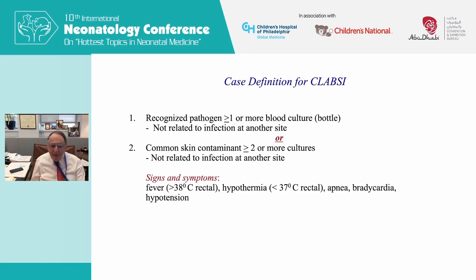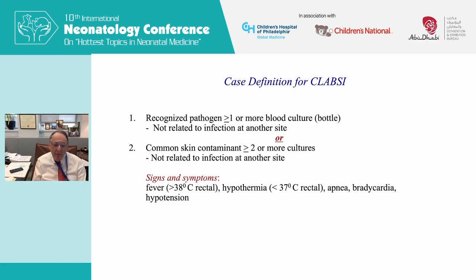So if we're going to prevent these infections, we have to have a case definition for sepsis. And this is from the World Health Organization and CDC: you need a recognized pathogen in at least one or more blood culture bottles not related to infection at another site. So if someone has an abscess on their arm or leg and develops a bacteremia, that's not sepsis.